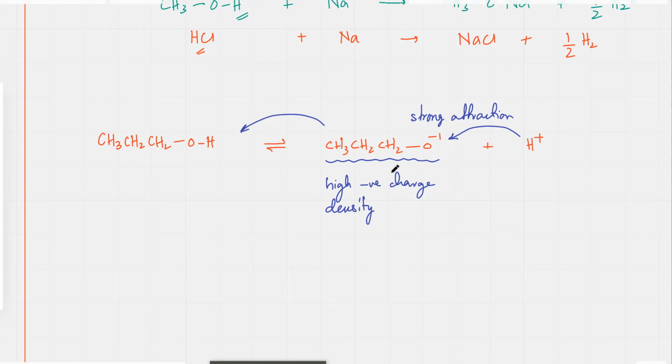Okay, so it all depends on this high negative charge density, that the negative charge is so strong that it is constantly attracting the H plus 1 back again. It's favoring the reverse reaction. It's very hard for it to go in the forward direction. It's very hard for it to lose that H plus 1. So the question is, why does it have a high negative charge density? It all depends on this carbon chain. This carbon chain has an electron donating effect.